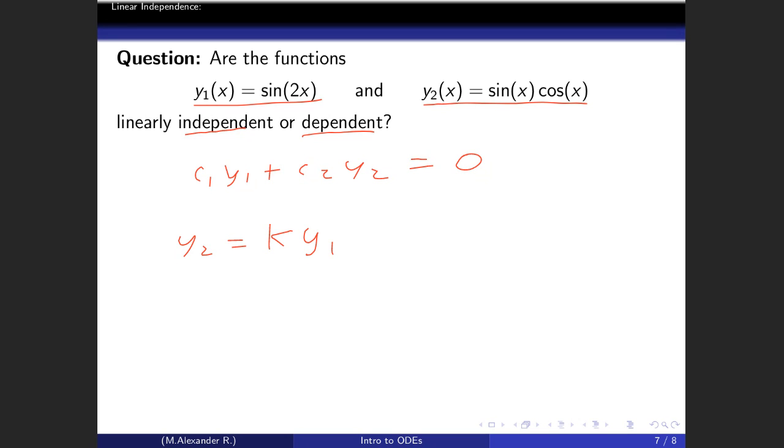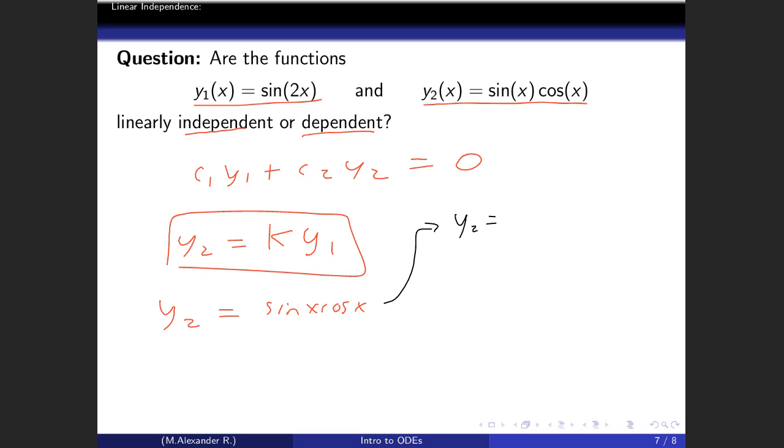So I'm going to work with this guy, and then we can work backwards to the linear combination. So notice that y2 is equal to sine x cosine x. Now I'm going to do something tricky here, not to scare you, but to show you what we sometimes have to do. Would you agree that this is the same thing as 1/2 multiplied by 2 sine x cosine x? I haven't changed y2. All I've done is multiply by 2 divided by 2, so I haven't done anything here.